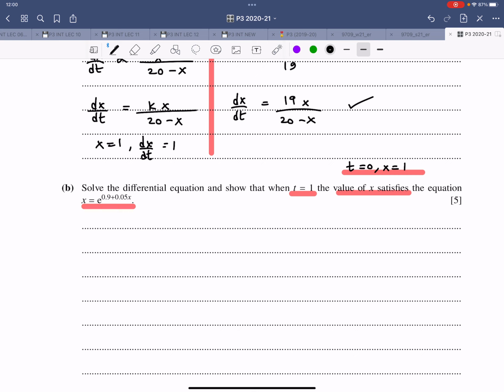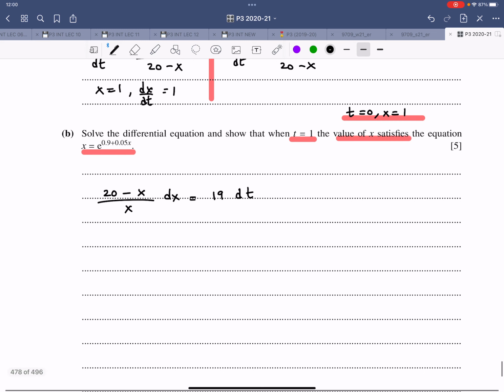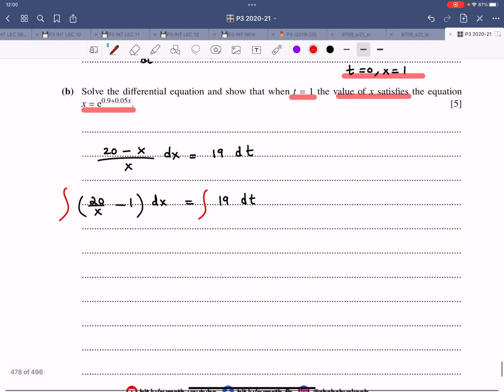So first of all, dx over dt, this can be written as (20 minus x) over x dx equals 19 dt. I've kept 19 on the right. Simplify it further: that's (20 over x minus 1) dx equals 19 dt. Put a sign for integration on each side. Now when you start integrating, you will have some ln terms. So this is 20 ln x minus x equals 19t plus c. We have to make x the subject.